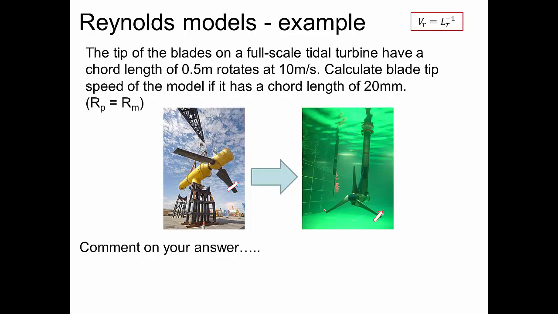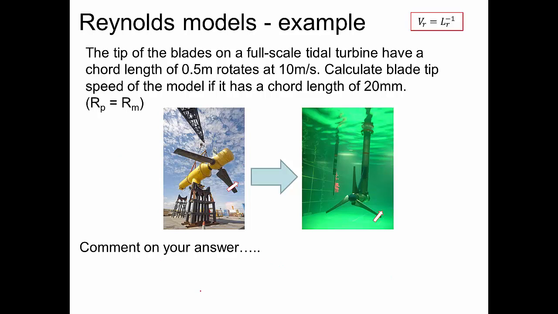Now my blades, the chord length, so the sort of the width of the blade at the tip, is 20 millimeters. So I've got to work out, to keep the same Reynolds number, so the same flow conditions over the blade, how quickly will my blades have to move? So how quickly will I have to rotate my turbine?